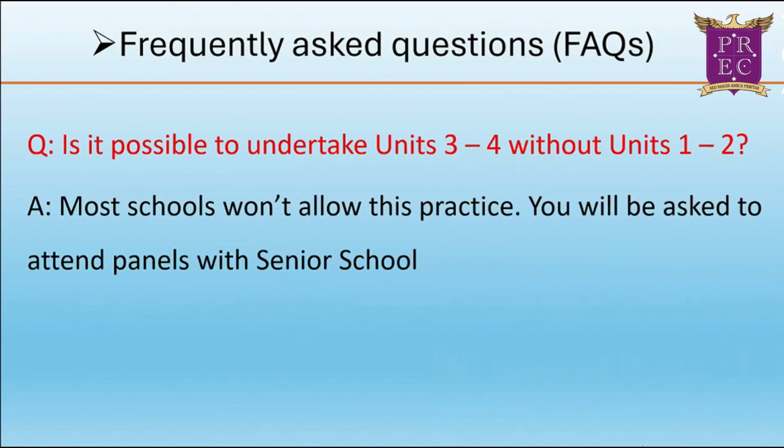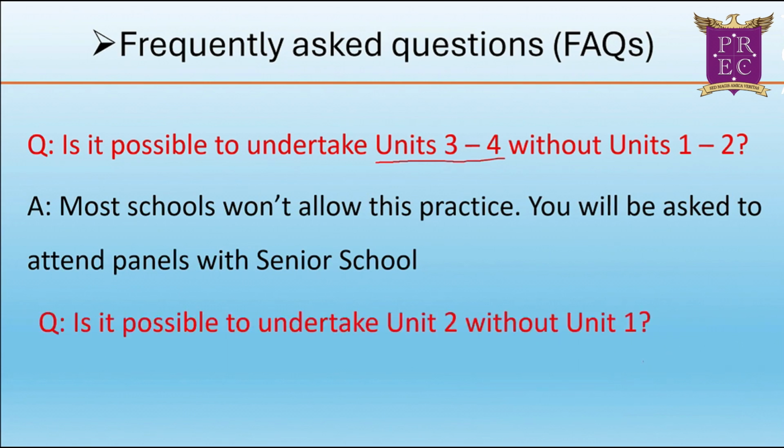Is it possible to undertake units 3 and 4 without unit 1 and 2? I generally receive this question at least 2 to 3 times every year. As I highlighted in the previous sections, this is not generally allowed. VCAA provides a prescription for you to complete units 1 and 2 prior to units 3 and 4. Although the school will not ultimately stop you, you will be asked to attend panel meetings with the senior school where they will emphasize the prescriptive nature of it, which leaves you at a very, very heavy disadvantage.